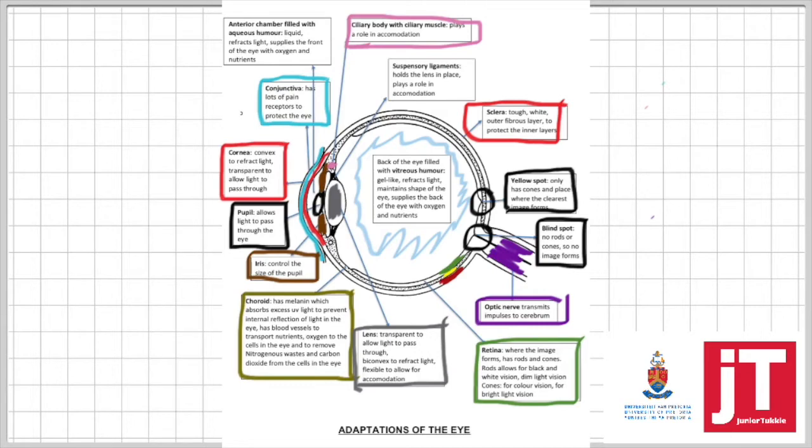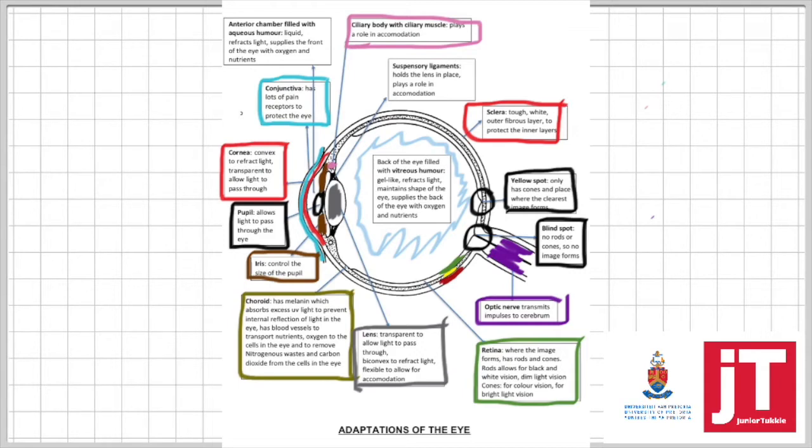I always start off with the outer part of the eye, and here you can see is the sclera, which is in red. The sclera is the tough outer fibrous layer. Anything that's so tough and on the outside and fibrous, the function obviously is to protect the inner layers.